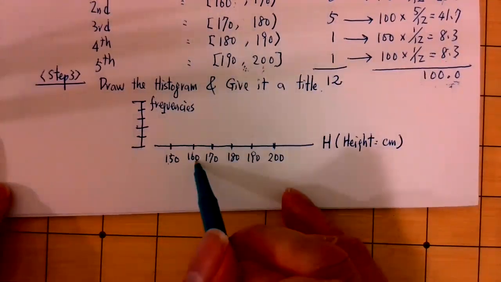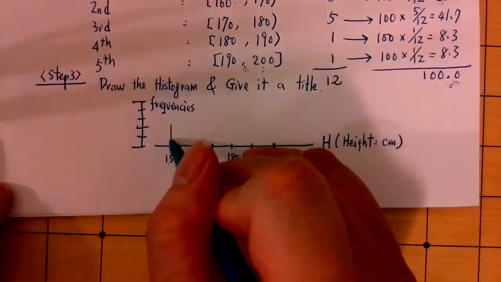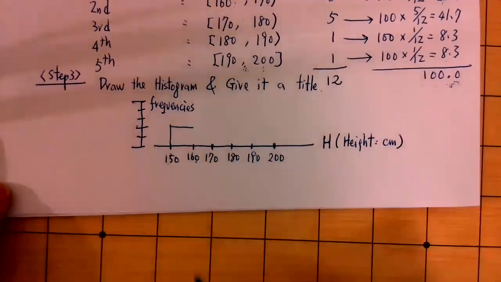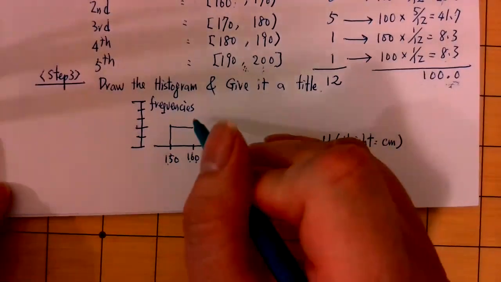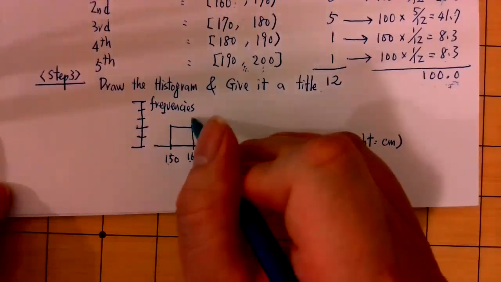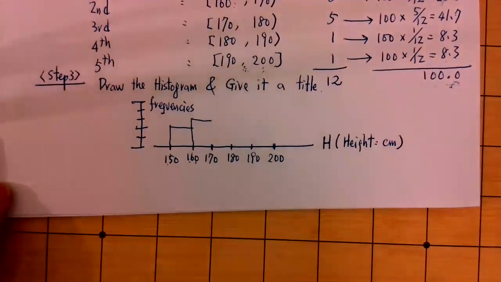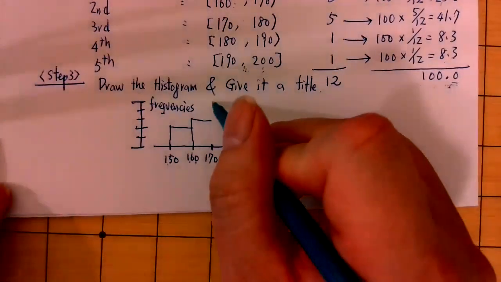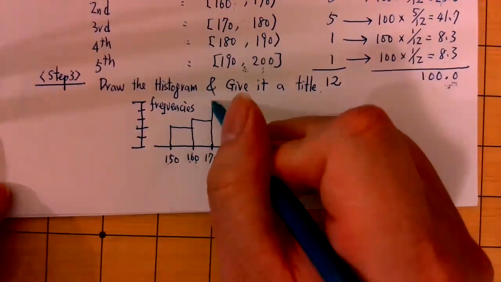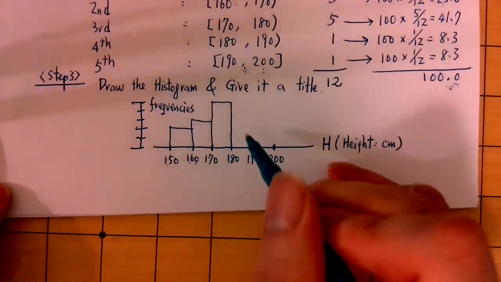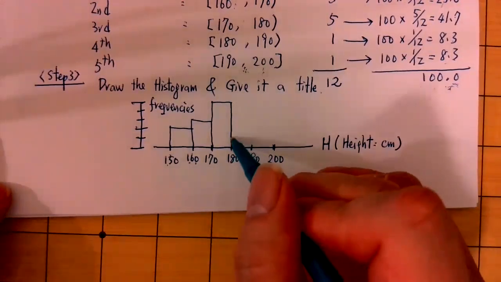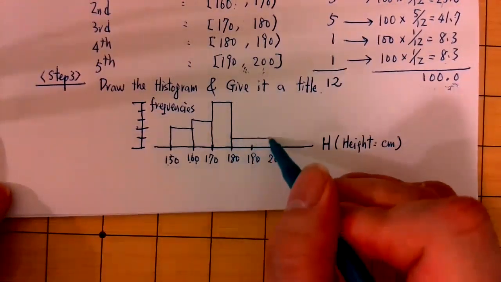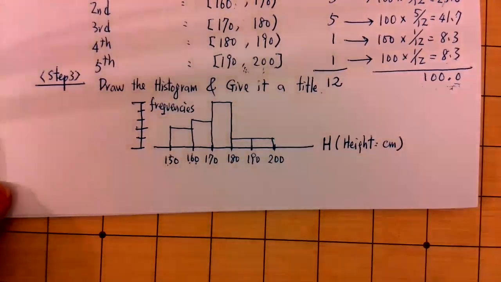From 150 to 160, 2 students. From 160 to 170, 3 students. From 170 to 180, 5 students. From 180 to 190, only 1, and 190 to 200, only 1. Okay?